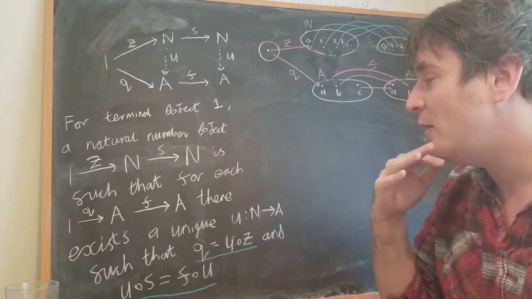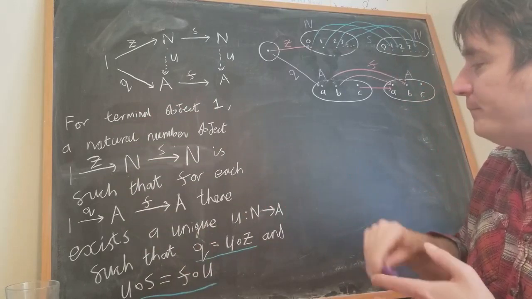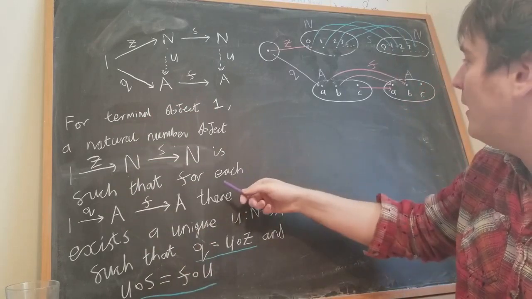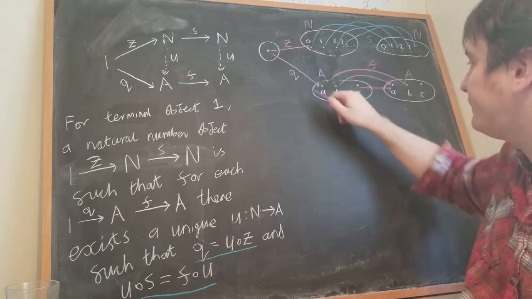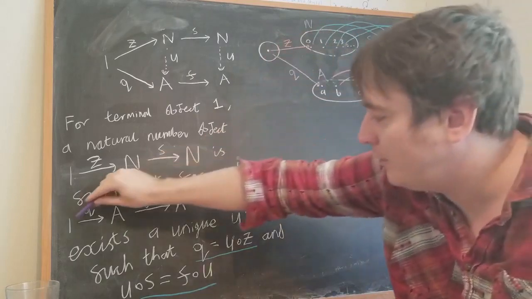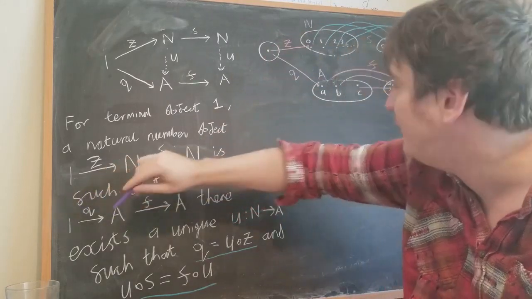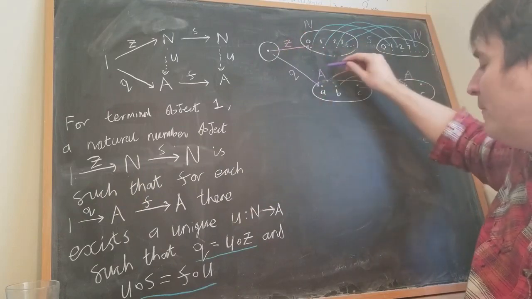So what's the rest of this definition saying? It's saying that if we have a set A, which can be any set, and then we have an arrow Q from the terminal object into A, that would be just picking out an element of this set.